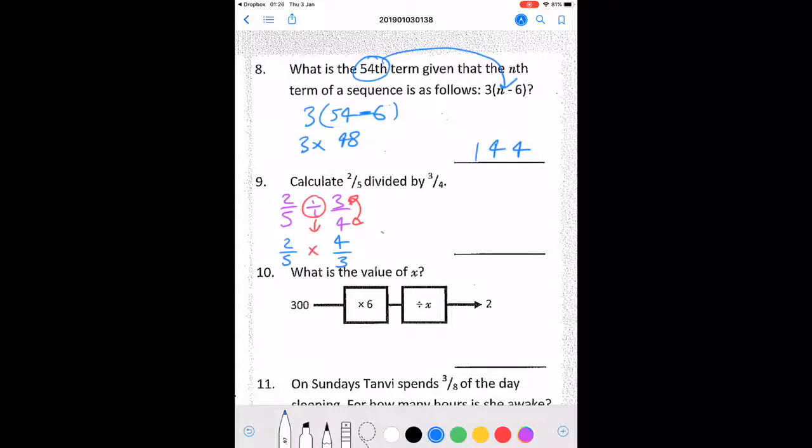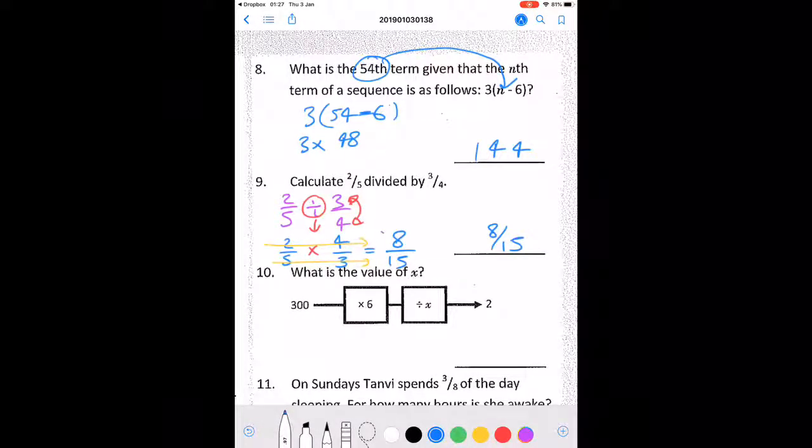Now, if we can cancel anything, we should cancel it. But if we can't, we have to multiply the top numbers, like what we're going to do now. So I'm going to multiply the top and the bottom. Remember, we can't cancel out horizontally, but we can multiply horizontally. 2 times 4 is 8. 5 times 3 is 15. So the answer is 8 over 15.